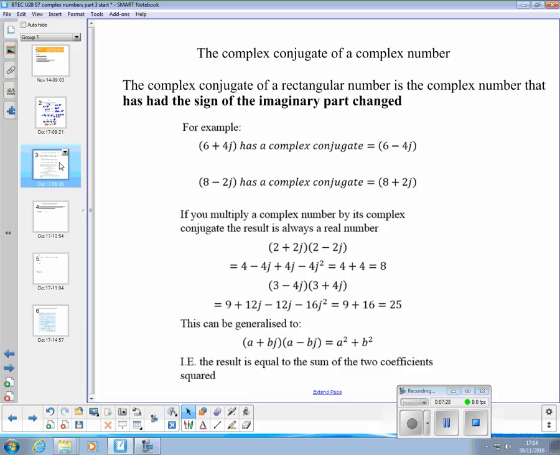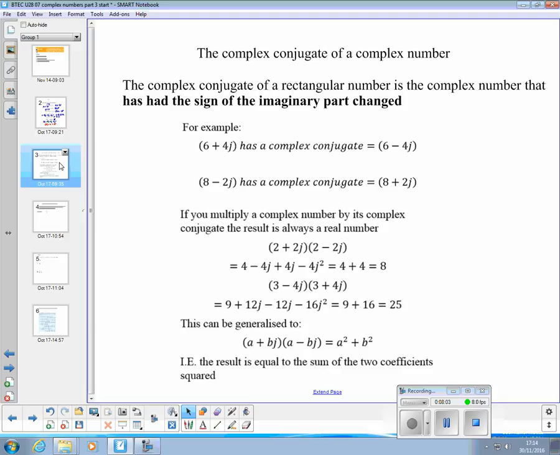The complex conjugate of a rectangular number is a complex number that has had the sign of the imaginary part changed. Nothing else changes. So if you look back at those last two, 6 plus 4j, the complex conjugate of that is 6 minus 4j. 8 minus 2j, the complex conjugate is 8 plus 2j. So these two are complex conjugates of those two, and vice versa. Okay?